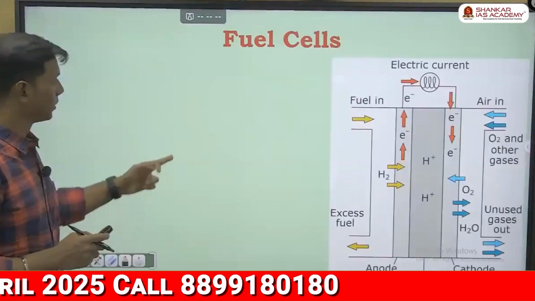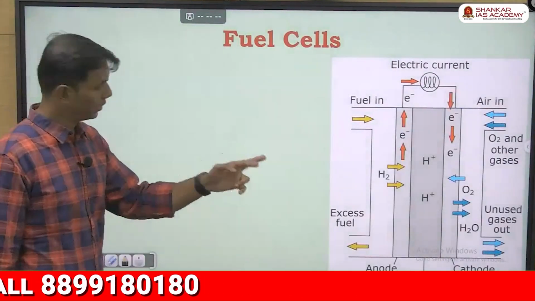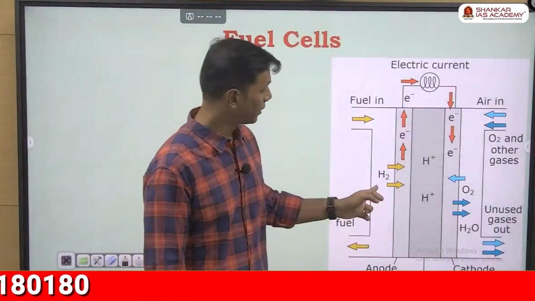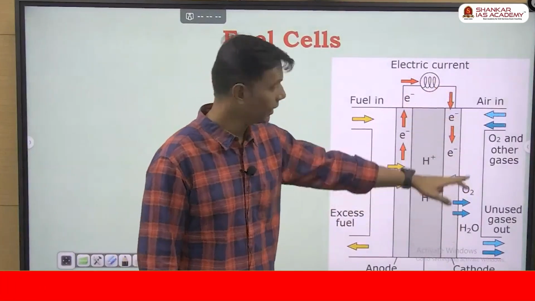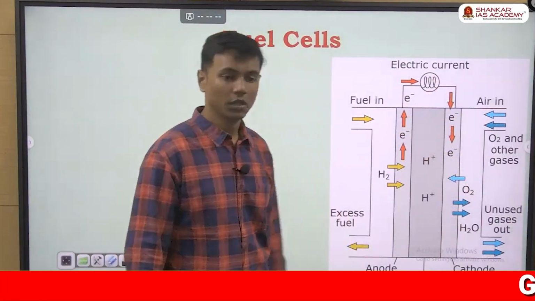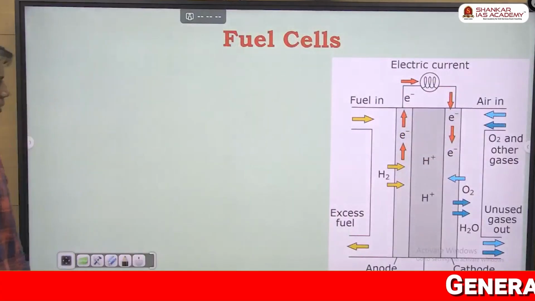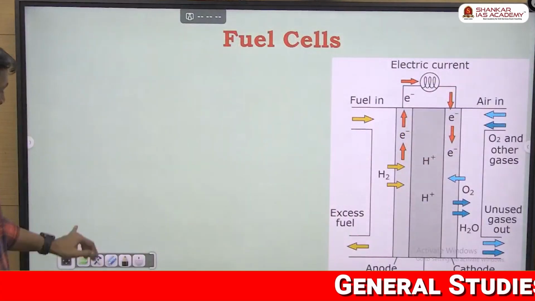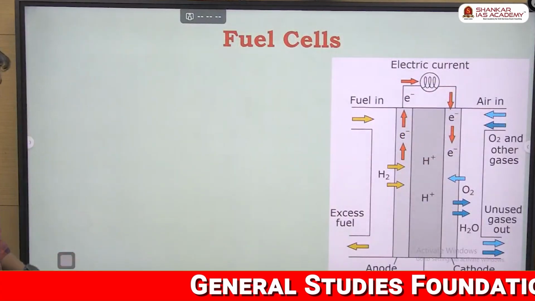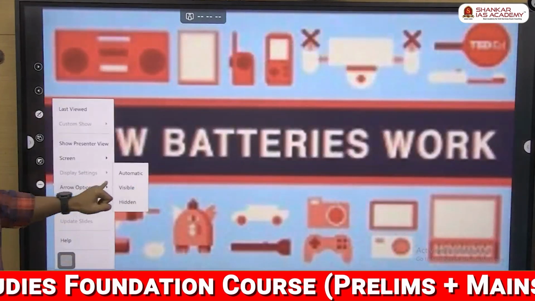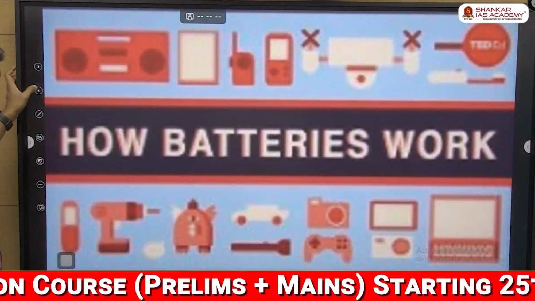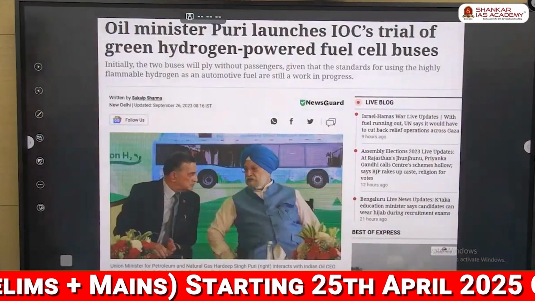Now see the picture that's given here. Fuel in and the excess fuel goes outside. Hydrogen is turned into protium ions and then electron. Electron goes to the other side, air gets in, combines and forms water. Is it clear? So it is sufficient to learn about these types of cells. We will try playing a video related to the batteries. Why are these fuel cells more important? That's because of this.